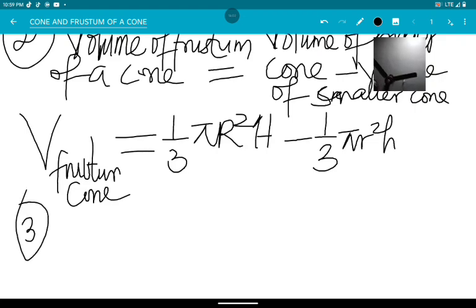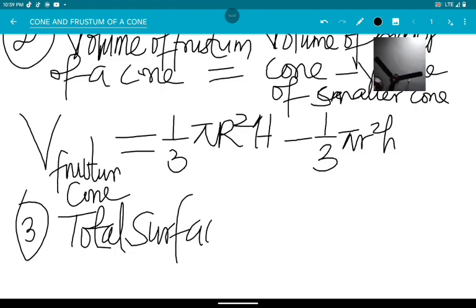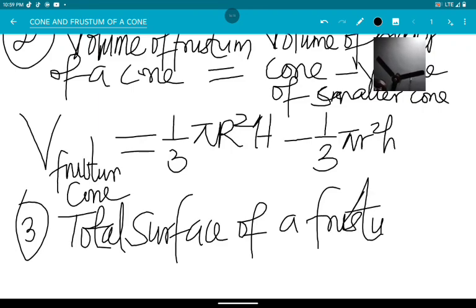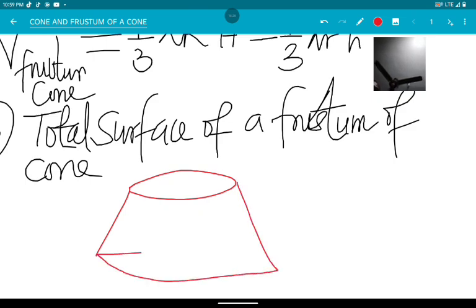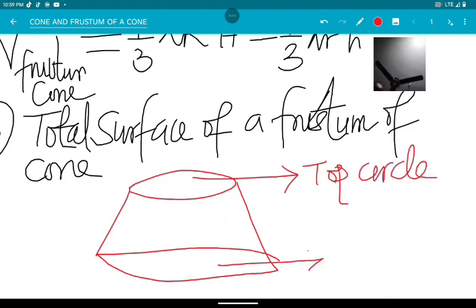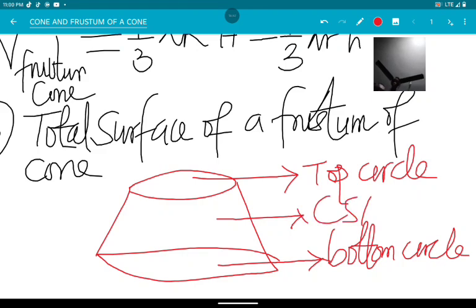Then number 3, you may be asked to calculate the total surface area of a frustum of a cone. So this means that we are going to add all the surface areas together. Let's draw the frustum here and let me show you how you do that. So this is the frustum. What are the surface areas of a frustum? We have the top circle, we have the bottom circle, and we have the curved surface area here.